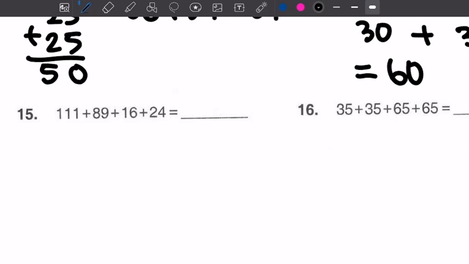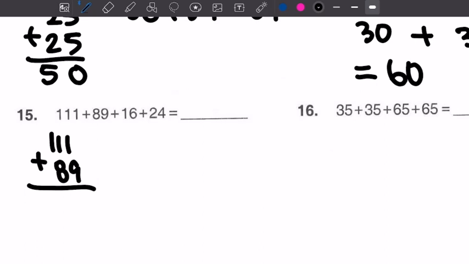Now for question number 15, we have 111 plus 89 plus 16 plus 24. Now we know that 1 plus 9 is equal to 10 and 6 plus 4 is equal to 10. So we can just leave the order as it is. 111 plus 89. 9 plus 1 is equal to 10. 1 plus 1 plus 8 is equal to 10. And so 111 plus 89 is equal to 200.